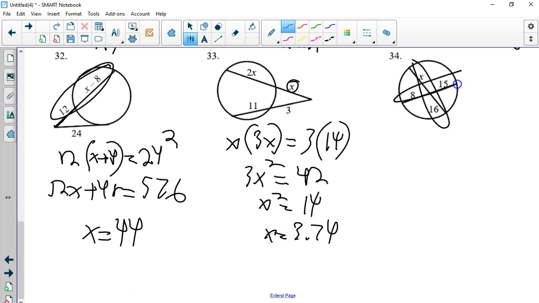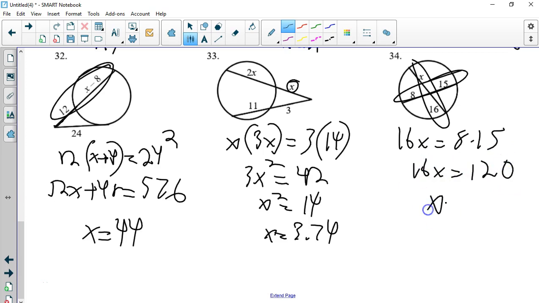Okay, multiply this way. 16 times x equals 8 times 15. Well, that's 16x equals 120. Divide by 16, and I get 7.5.